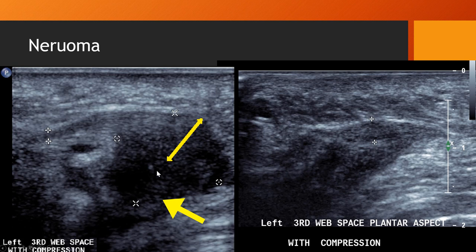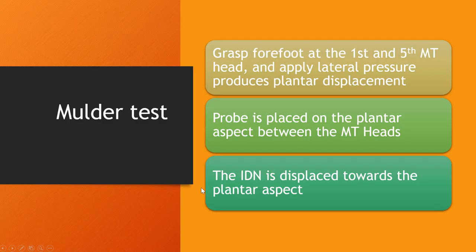The more chronic bursitis is no longer anechoic, so it's not black and it's not easily compressed. It's usually very thick and difficult to compress. So we know that some of these patients will benefit from RF ablation. Some find their symptoms resolve with no treatment, just conservative therapy, and others require surgery. So that brings me to the Mulder test.